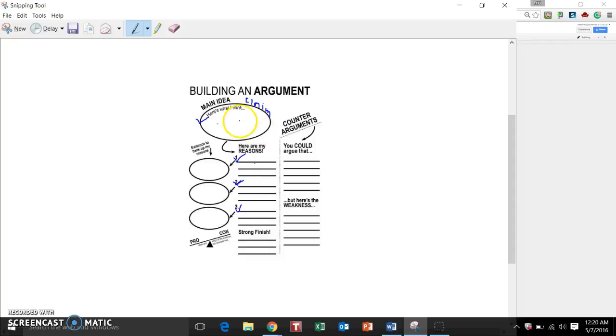So just to remind you, this will help you with your introduction paragraph, which includes the claim. This will be your 2nd paragraph, this area right here. This will be your 3rd paragraph, your counter argument, and your 4th paragraph will be the rebuttal. Your 5th paragraph will be the strong finish, which is your conclusion.